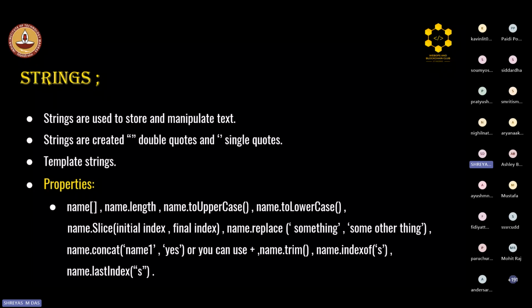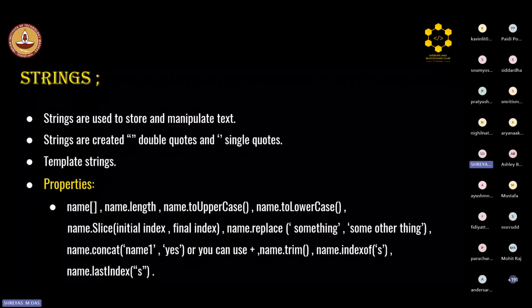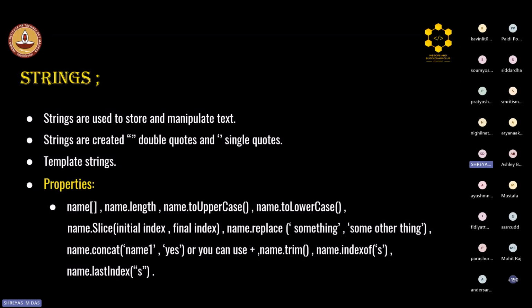Here we will be giving two indexes, the initial index and the final index, and we will get the corresponding string in between those. And name.replace, we can replace something in the string with some other thing. And name.concat. Concatenation means adding things. I will take name and I need to add another name one, so I will write name1, and it will concat. And similarly, you can use trim.